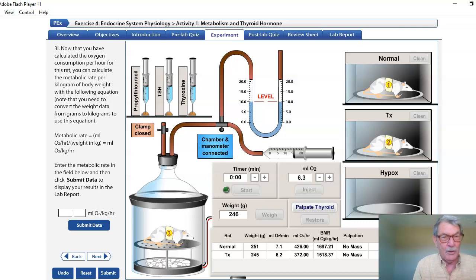1536. Let me do this again. I'm not sure that came out just right. What was that number? The previous number was 6.3 times 60 equals 378, divided by 0.246. Got to make sure you do that because it is kilograms. Yeah, here we go. 1537. All right.